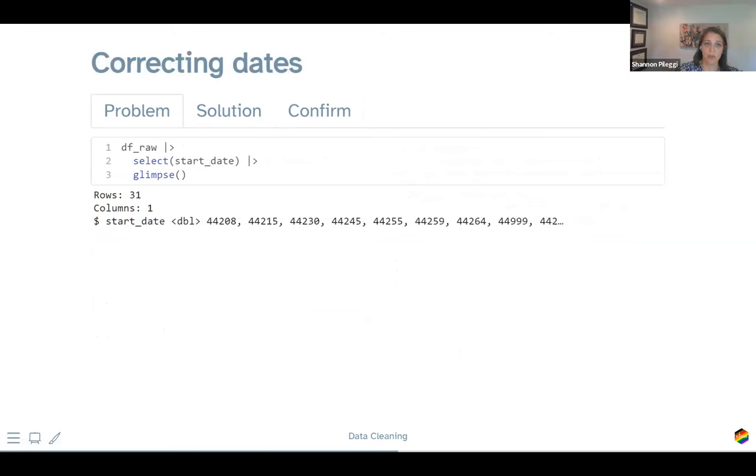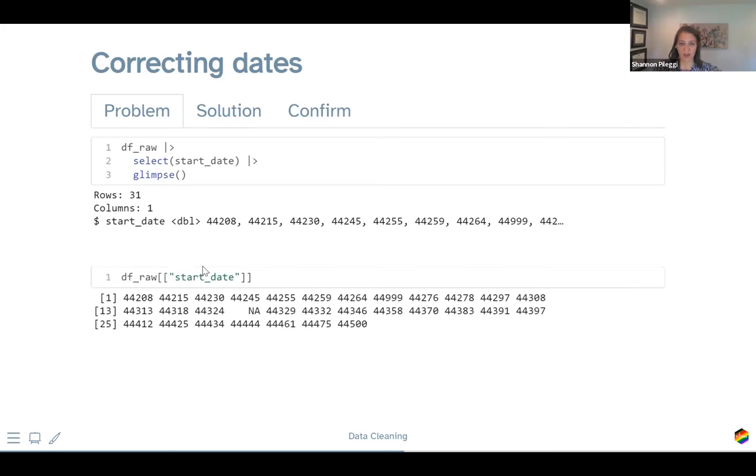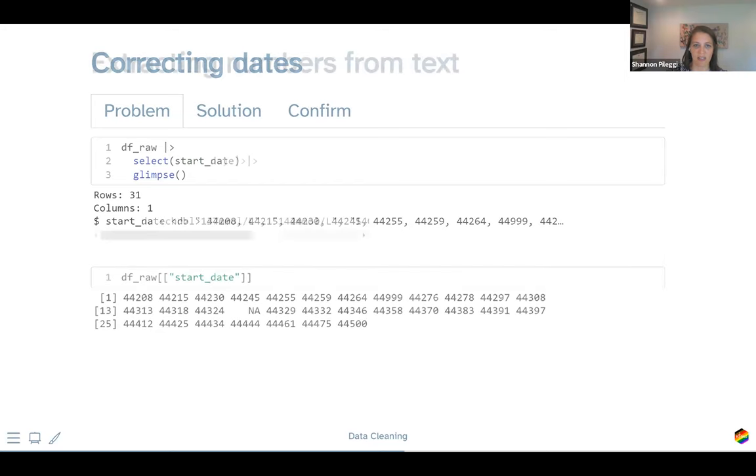We also need to correct dates. So dates out in the wild can be wild when you get them into R. Weird things can happen, especially when you're going from Excel to R. So we've already looked at our start date variable and we noticed it does not look like a date at all. It is read into R as something called double, which is a numeric representation. And when we look at all the values, we can see here, we still have these large integer values to represent our dates.